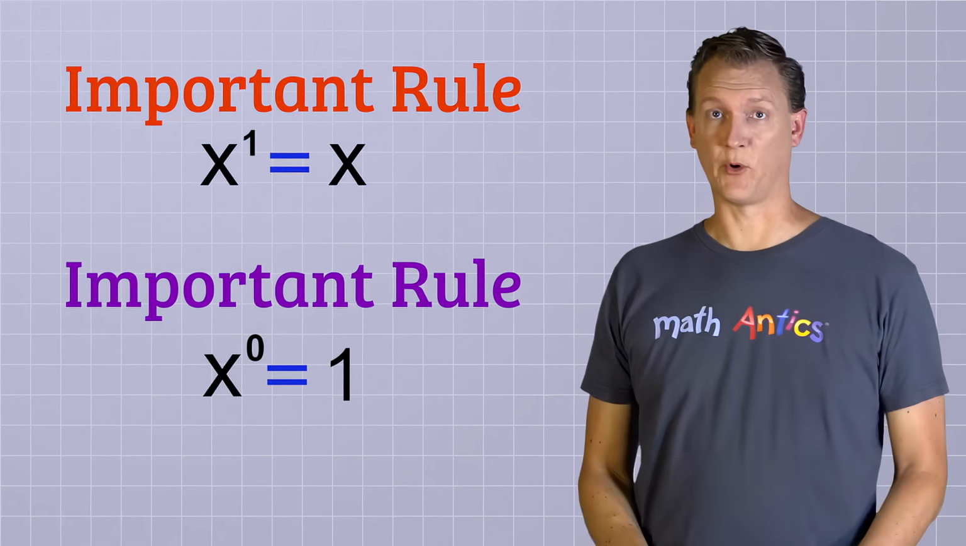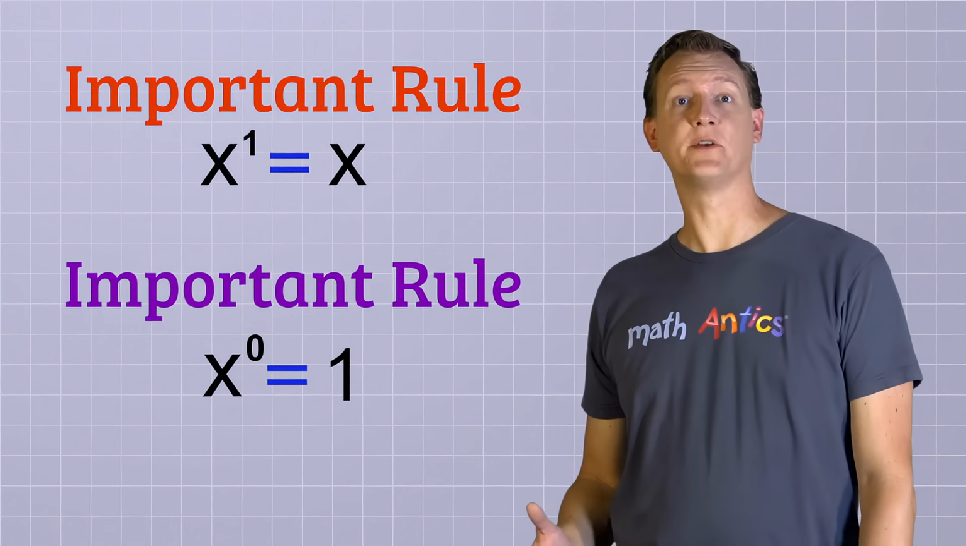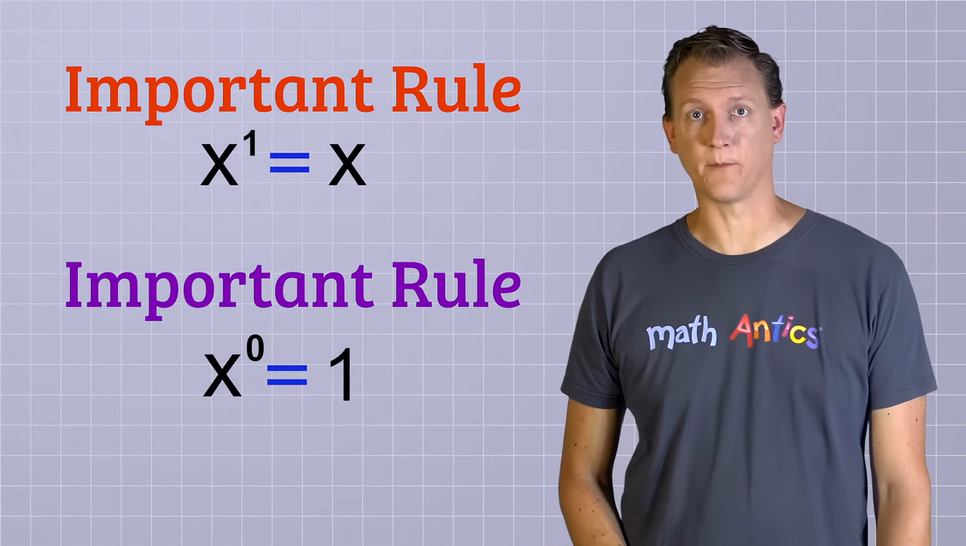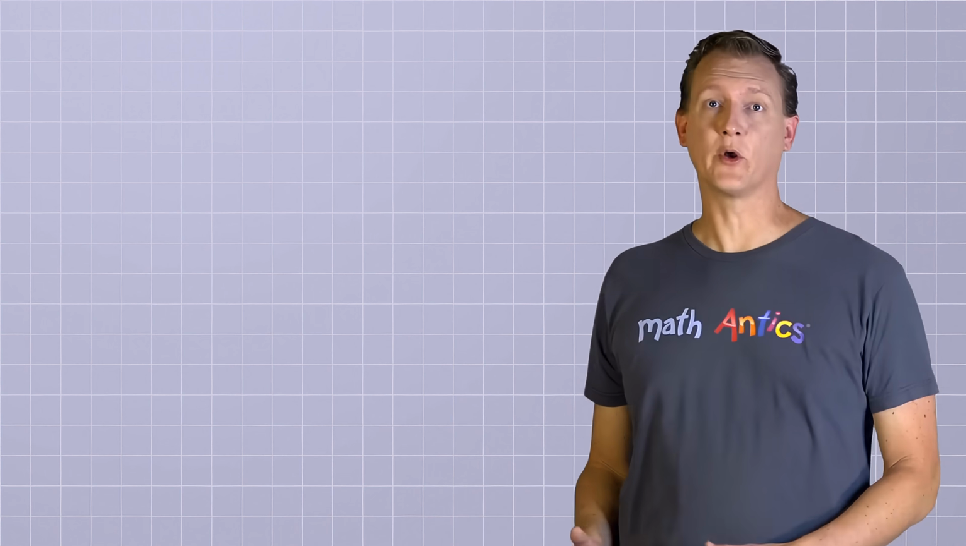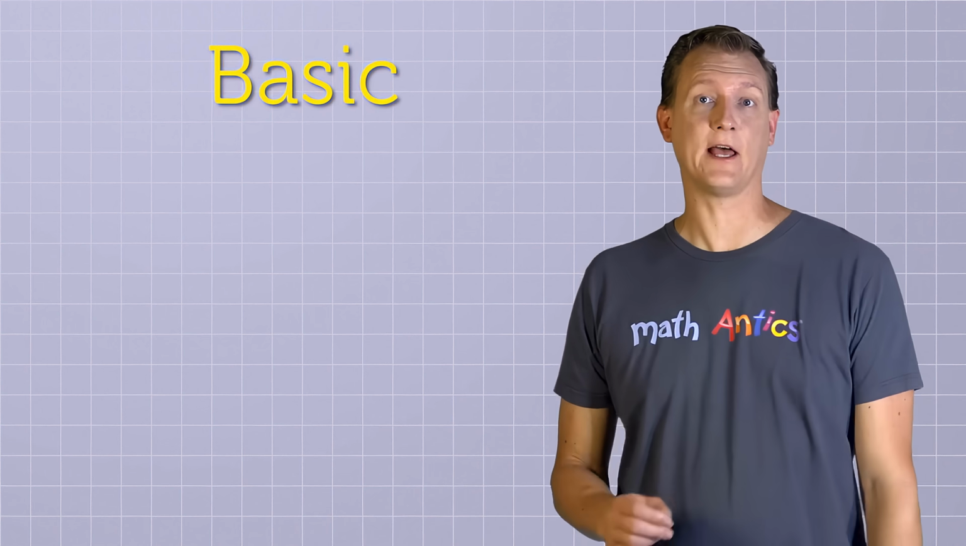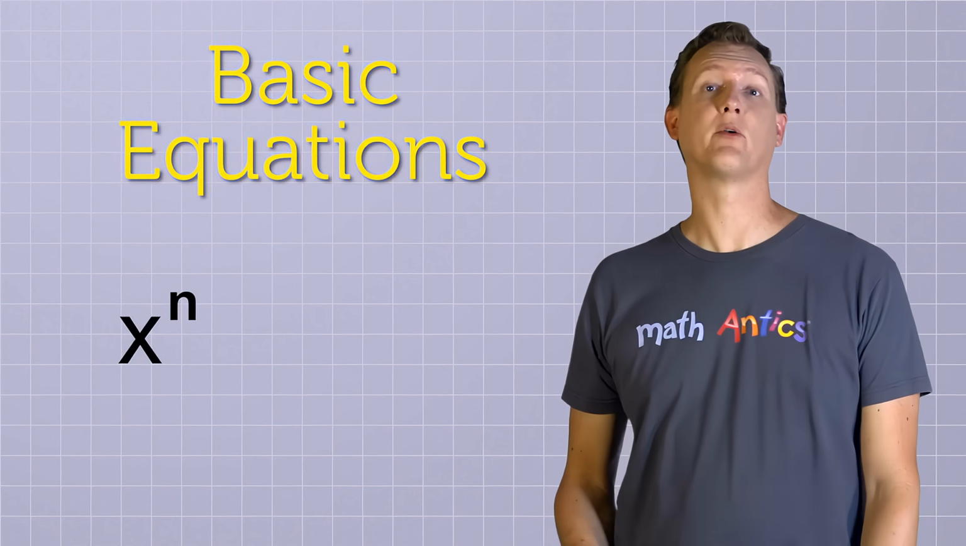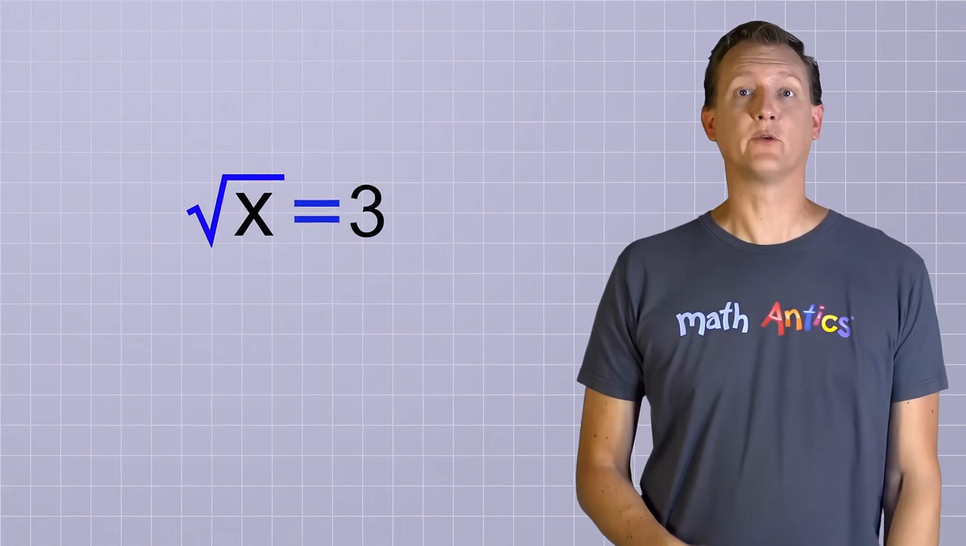Knowing these rules about exponents is important in algebra and will help us when we talk about polynomials in the next video. But for the rest of this video, we're going to learn how to solve some really basic algebraic equations that involve exponents and roots. Let's start off with this equation. The square root of x equals 3.